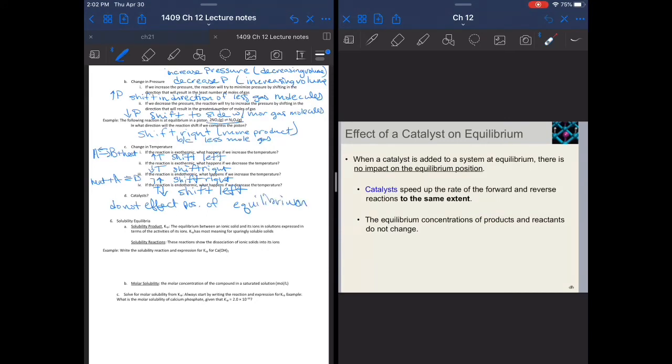They will affect the forward and the reverse reaction, so they don't push a reaction further to the left or the right. So if you have a reaction that's not giving you a lot of product because of where the equilibrium lies, adding a catalyst isn't going to help you get more product. It'll just help you get there faster. So equilibrium is not affected by catalysts. That's important to know.